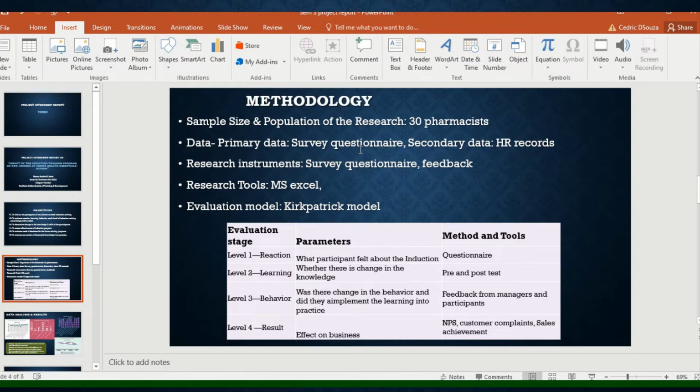So for the Kirkpatrick model, for level 1, reaction, we asked participants to give their feedback and reaction, what they felt about the induction, and we measured this through a questionnaire. Learning we evaluated by knowing the change in their knowledge, and the method used is a pre and post test. To evaluate behavior, and whether they had implemented the learning into their practice, we collected feedback from their managers as well as participants. And to understand the result, that is the effect on business, we evaluated our sales achievement per store, customer complaints, and net promoter score.